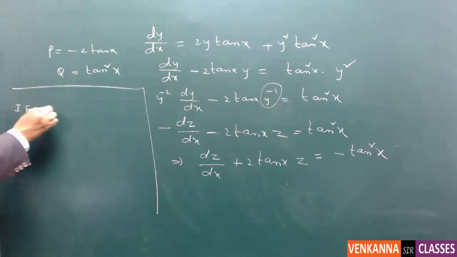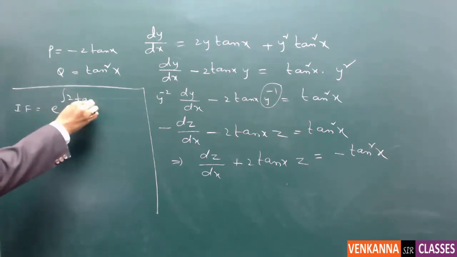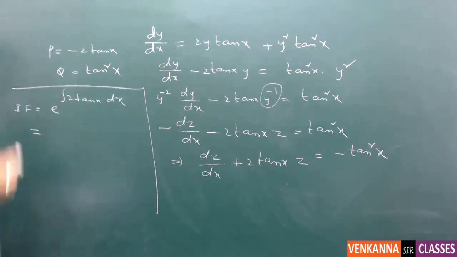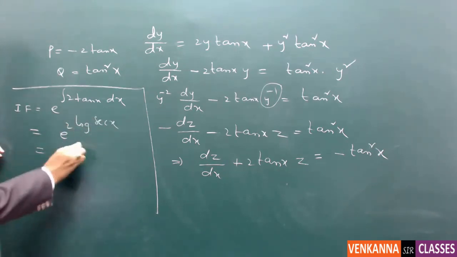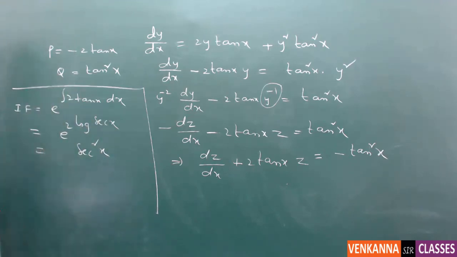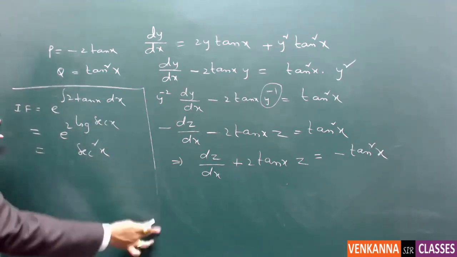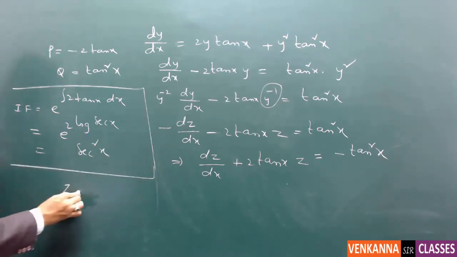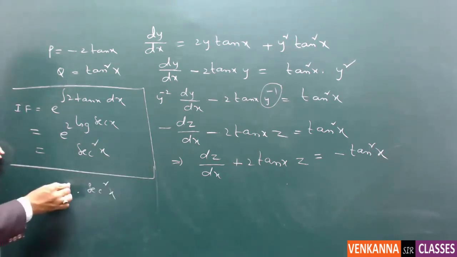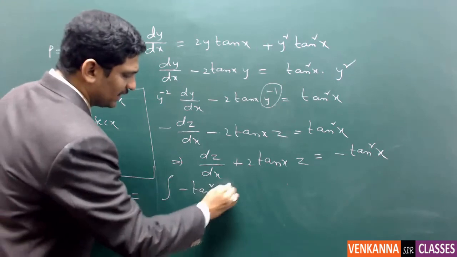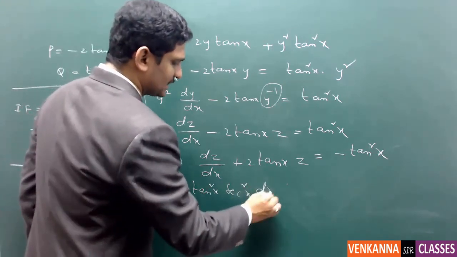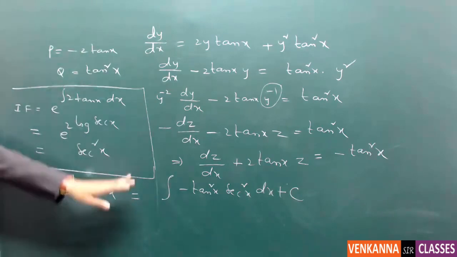So integrating factor equal to e power integral 2 tan x dx. So what will be the value there? e power 2 log secant x. So it is nothing but secant square x. Coming to the final solution, z into secant square x equals integral minus tan square x into secant square x dx plus c. Now we have to evaluate the integral.